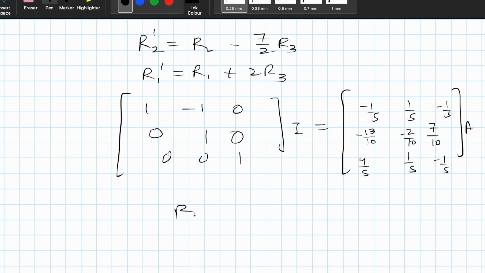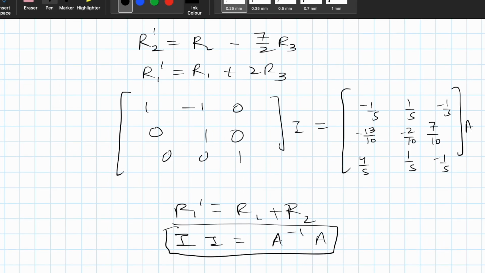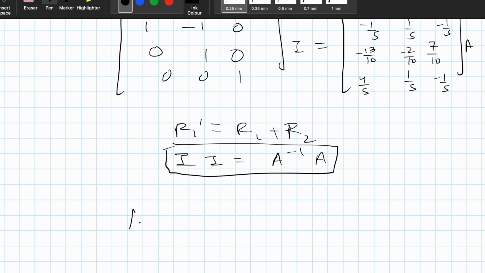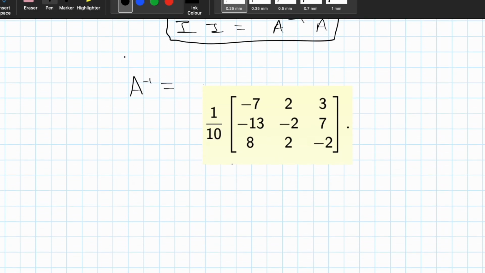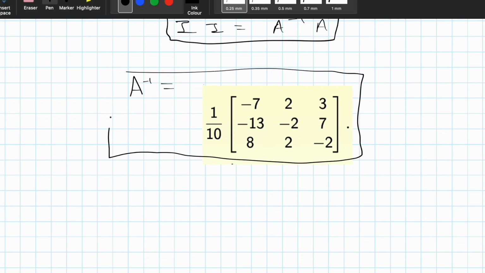And one last operation is row 1 dash equals row 1 plus row 2. This will make this into the identity matrix. This will make this into the inverse. And this is what we have finally. So finally we have computed A inverse. What does A inverse look like? So as you can see, A inverse actually looks like this.